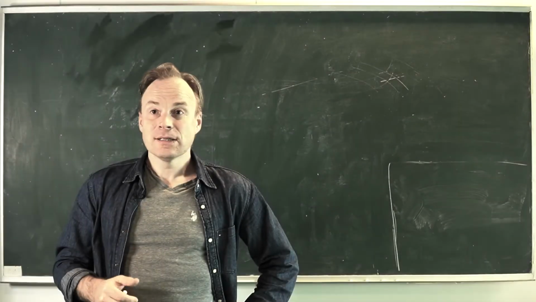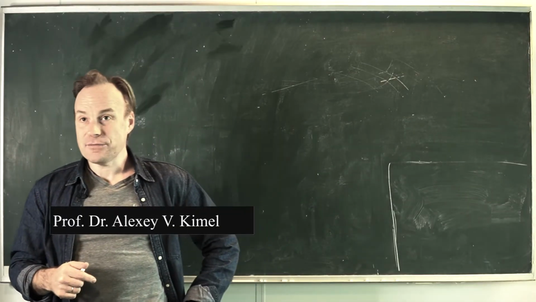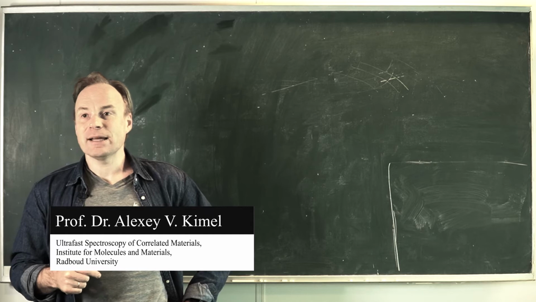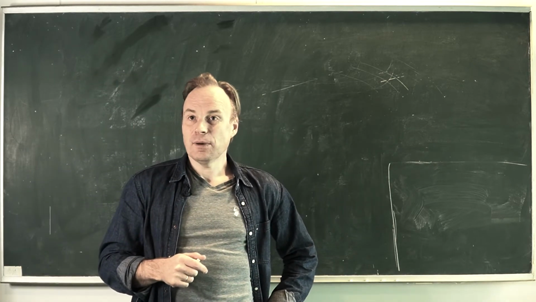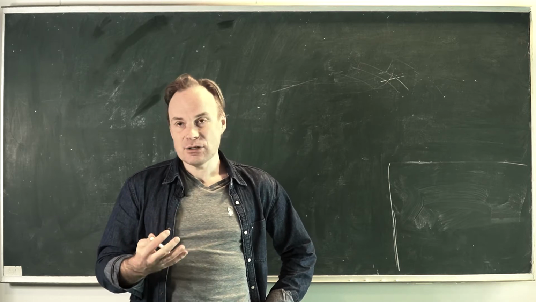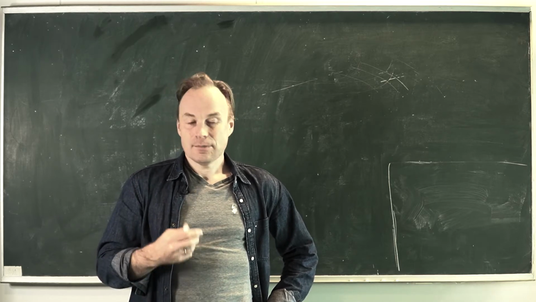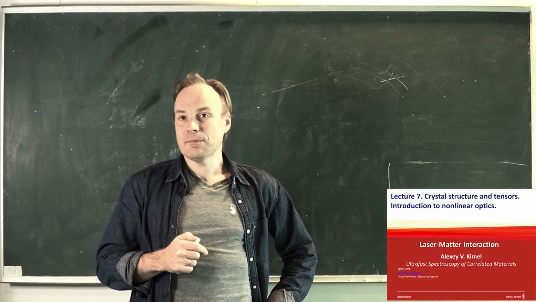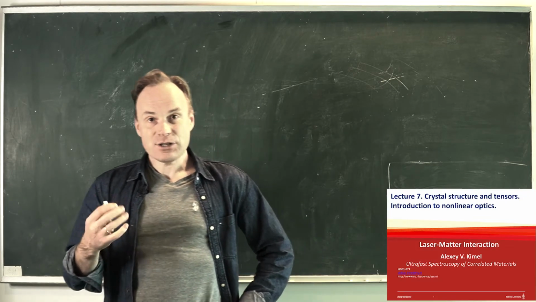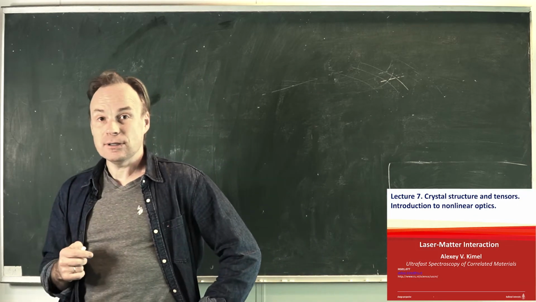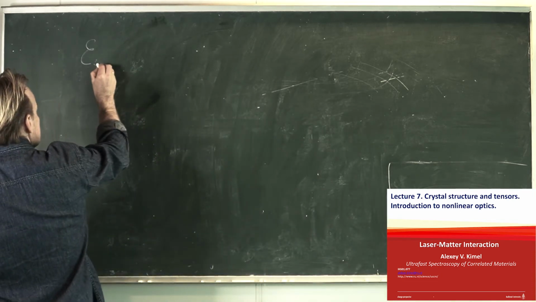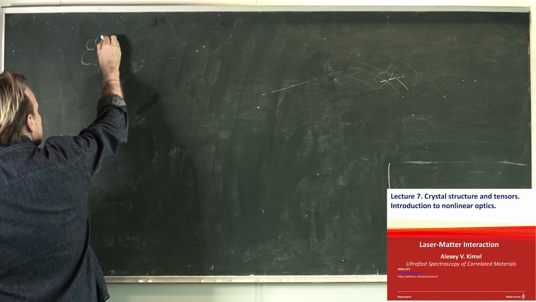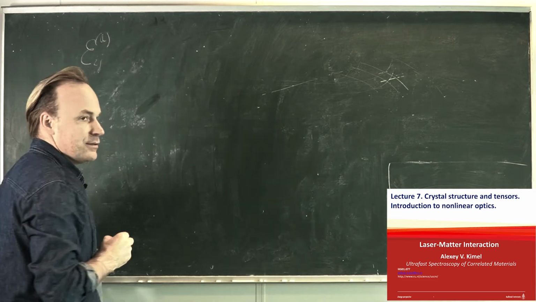Good afternoon. Today is lecture number 7 in the course on laser-matter interaction, and today I would like to continue to talk about tensors and application of tensors in analysis of light-matter interaction. Imagine that we have measured circular birefringence. We know that circular birefringence is described by the antisymmetric part of the dielectric permittivity.